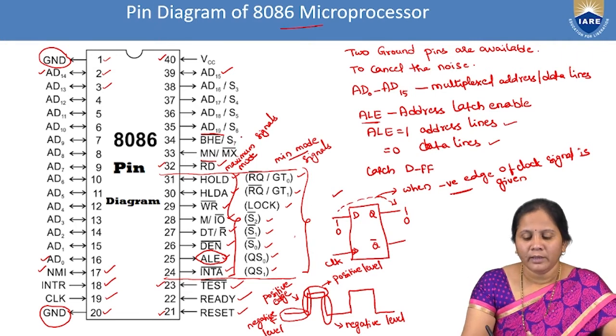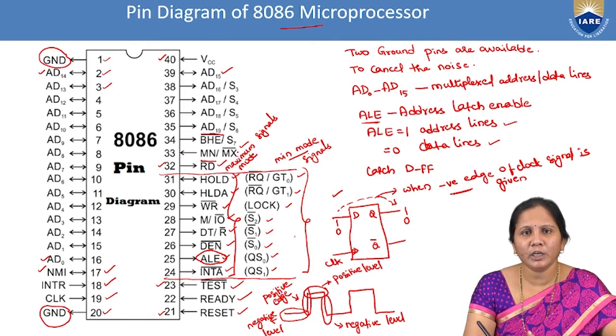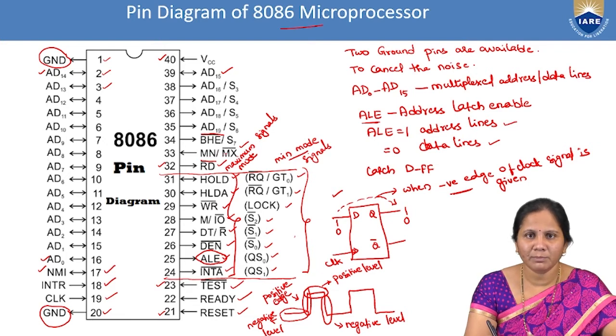The next one is Mn by Mx bar. Mn represents minimum and Mx bar represents maximum. This pin is used because the 8086 microprocessor has two operating modes: minimum mode and maximum mode. To operate the 8086 in minimum mode or maximum mode, this pin is used. Minimum mode is the active high signal and maximum mode, Mx bar, is the active low signal.